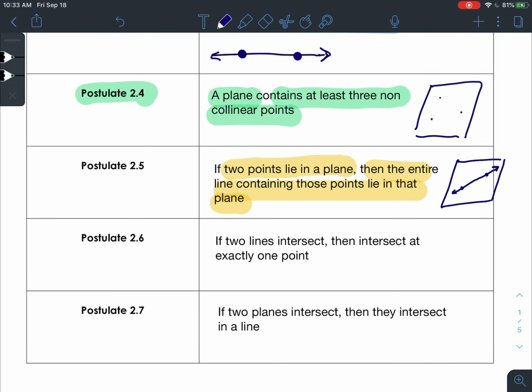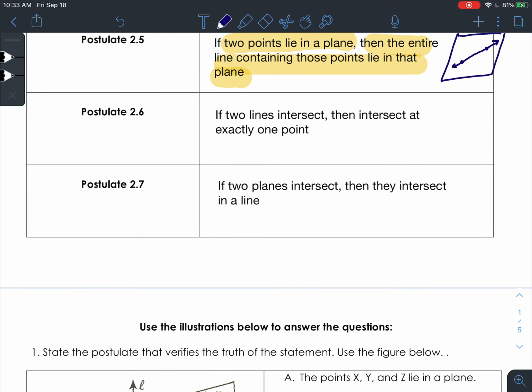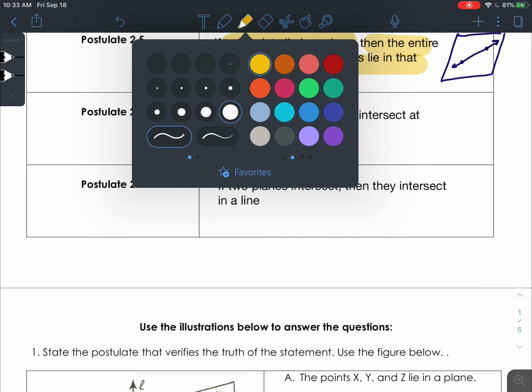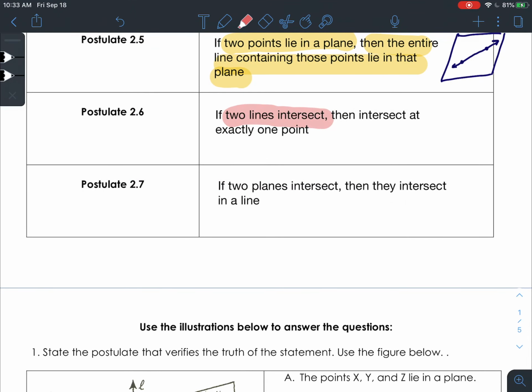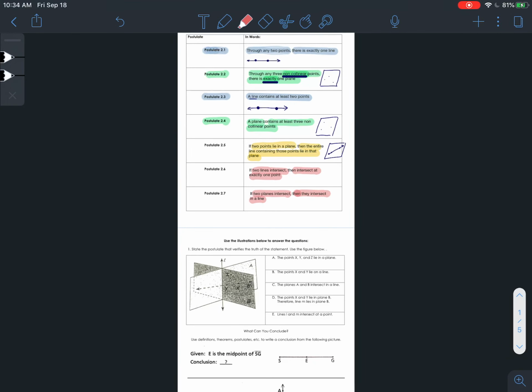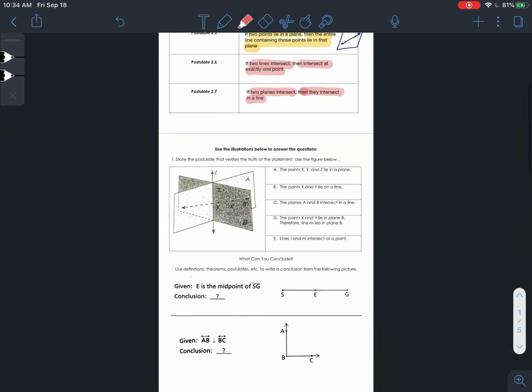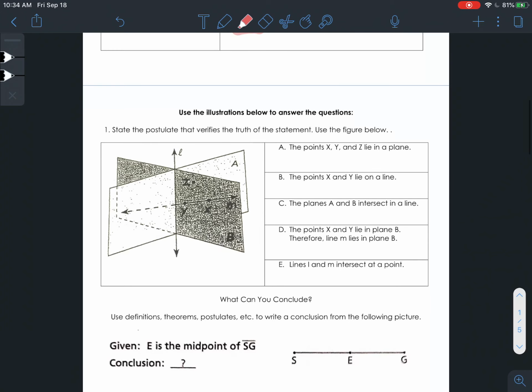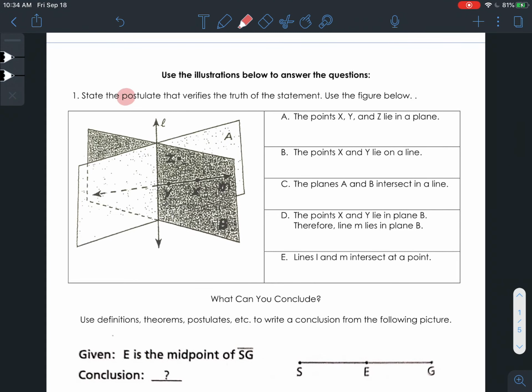Now, postulates 2.6 and 2.7 are talking about stuff we've talked about before. Postulate 2.6 says if 2 lines intersect, then they intersect at exactly 1 point, okay? And postulate 2.7 says if 2 planes intersect, then they intersect in a line, okay? So after you've paused me and filled this all in, we're going to come down to the example below and say which postulate verifies the truth of each statement. Is it 2.1, 2.3, 2.5, 2.7, etc.